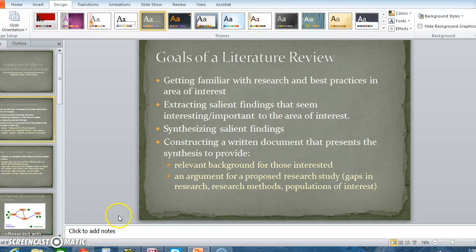The other thing that you want to consider for the goals of a literature review is that you need to extract salient findings that seem interesting or important to the area of interest. That means, while you may find research articles that talk about 5 or 6 different types of issues regarding, say, breast cancer, not all of those are going to be relevant to your research interest, which is the use of genetic testing for breast cancer, and why it's not being conducted more routinely.